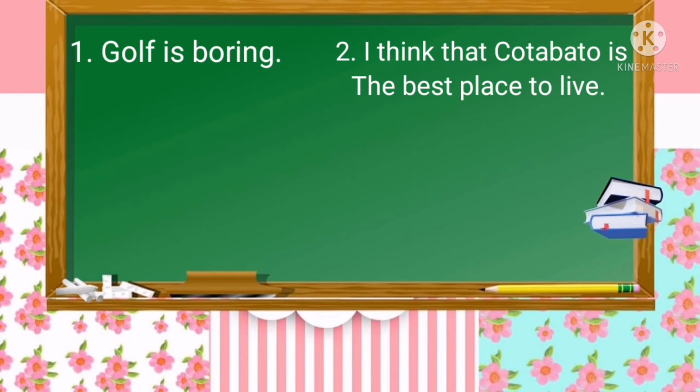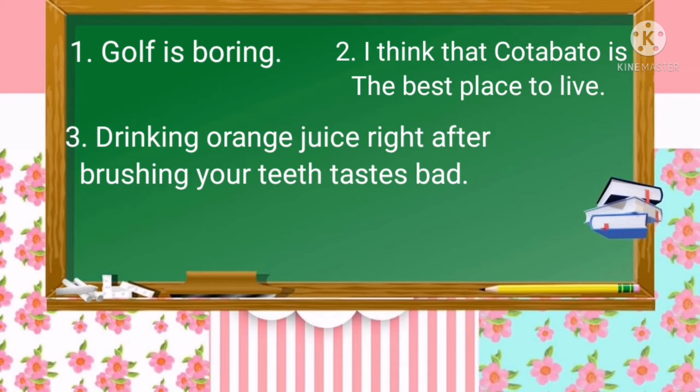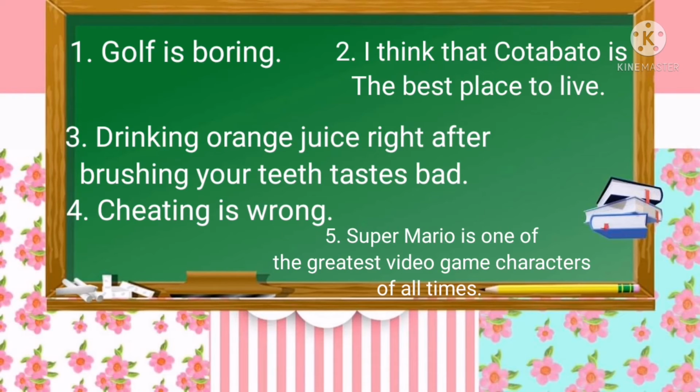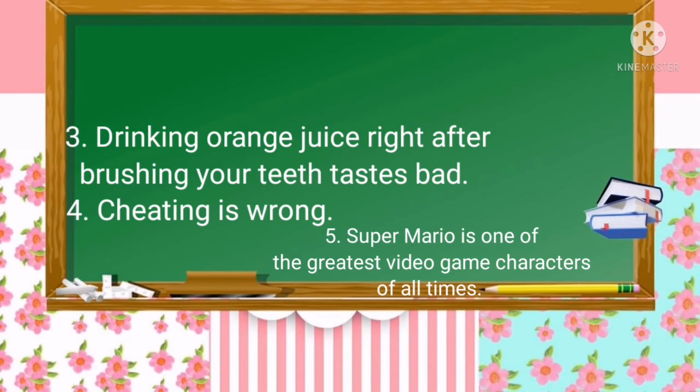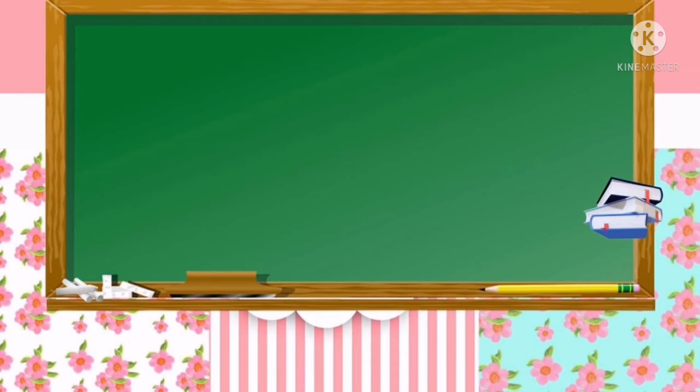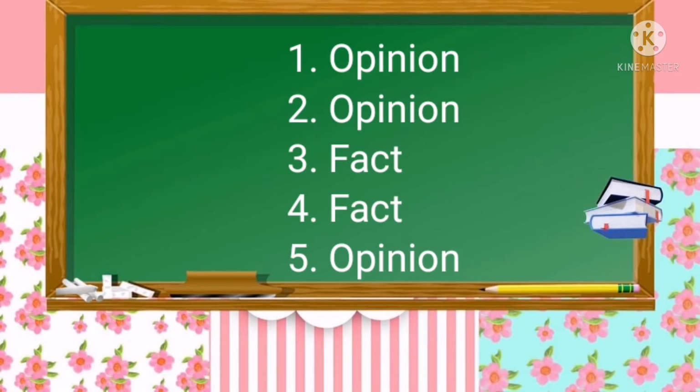Golf is boring. I think that Cotabato is the best place to live. Drinking orange juice right after brushing your teeth tastes bad. Number 4. Cheating is wrong. Number 5. Super Mario is one of the greatest video game characters of all times. Now, compare your answer to my answer. If you got it right, very good.